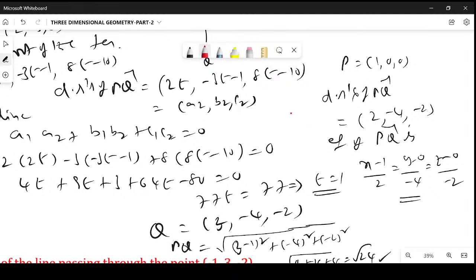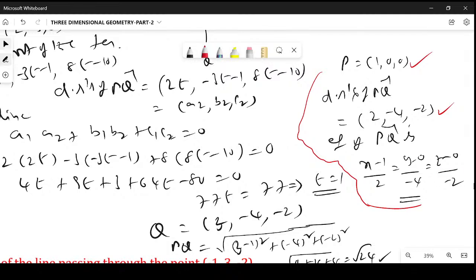Correct? So this is the equation of PQ, with the DRs of PQ bar. Why? Because (x minus x1) by a equal to (y minus y1) by b equal to (z minus z1) by c. DRs of PQ bar we know, passing through this point I have taken. This is the equation of the line PQ.